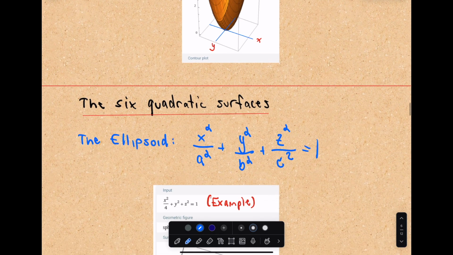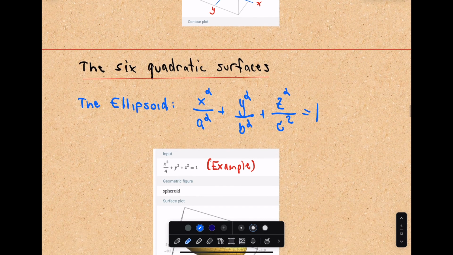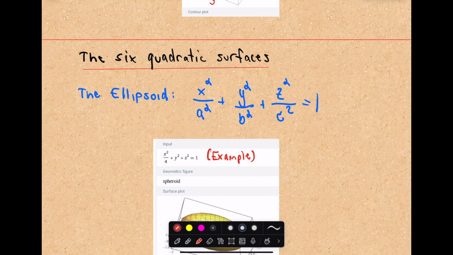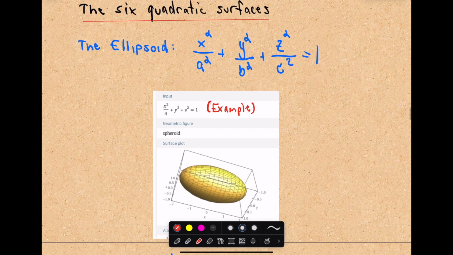So it's going to turn out that there are 6 basic quadratic surfaces, and I'm going to talk through these really quickly and just give some examples. Okay, so the first is going to be the ellipsoid. That's going to be of the form x squared over a squared plus y squared over b squared plus z squared over c squared equals 1. Again, a, b, and c are constants.